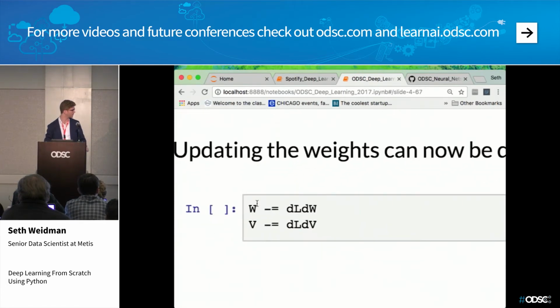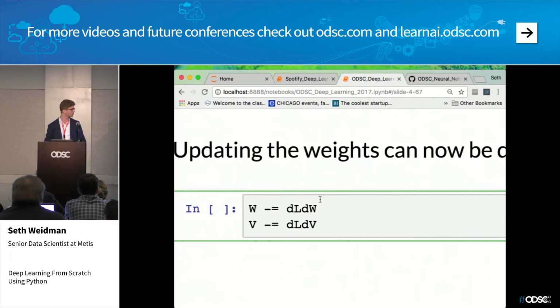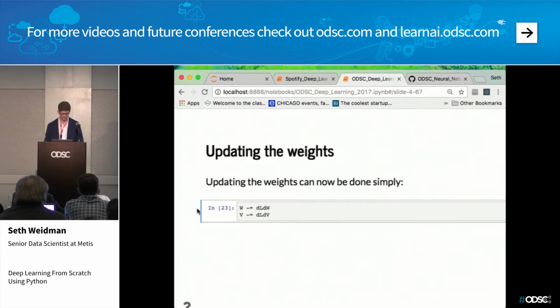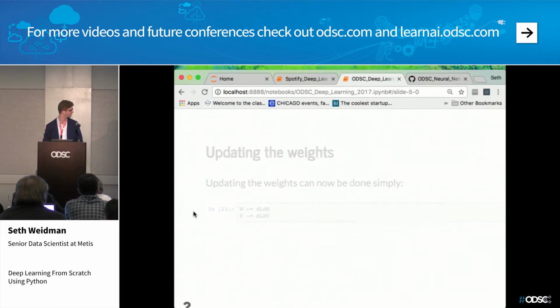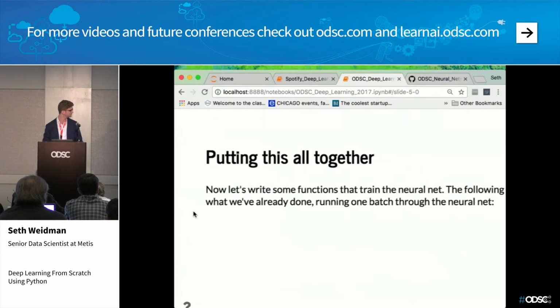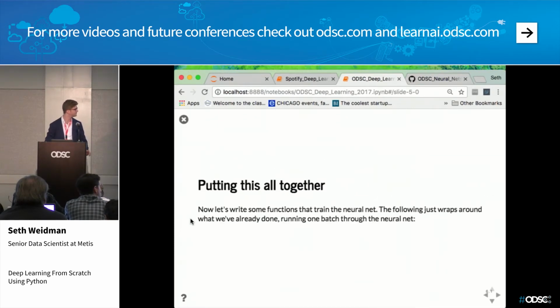And now we'll actually update our weights. It's this simple. So W, we're going to subtract off the partial derivative of the loss with respect to W, and same for V. Yeah. So you are just subtracting the derivative. You are not really learning the... Yeah, we're going to get to that later. Yep, good question.